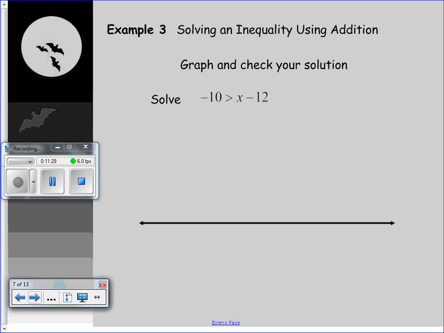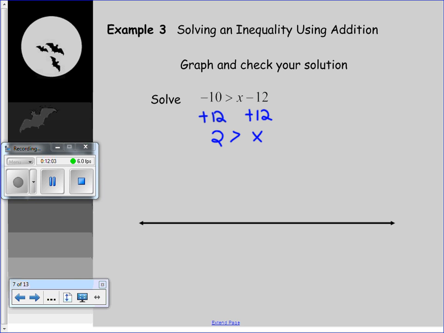Okay, let's solve this inequality using addition. Again, we're going to use the property of addition and or subtraction of inequality. So in this example, I'm going to add 12 to each side. Negative 10 plus 12 is going to be 2 is greater than 12. Excuse me, greater than x.